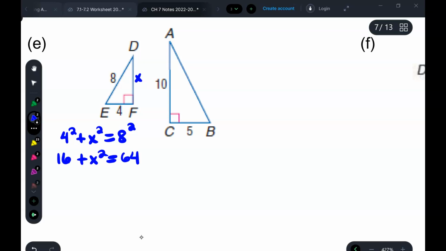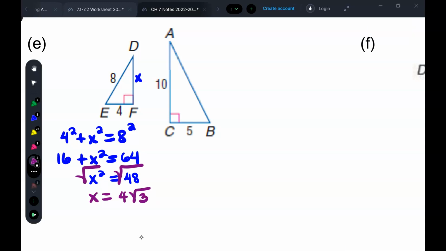I got x squared equals 48. So when I take the square root, this is going to be 4 root 3, because 16 goes into 48 3 times. If the other one's 5 root 5, well, those have to be constant.